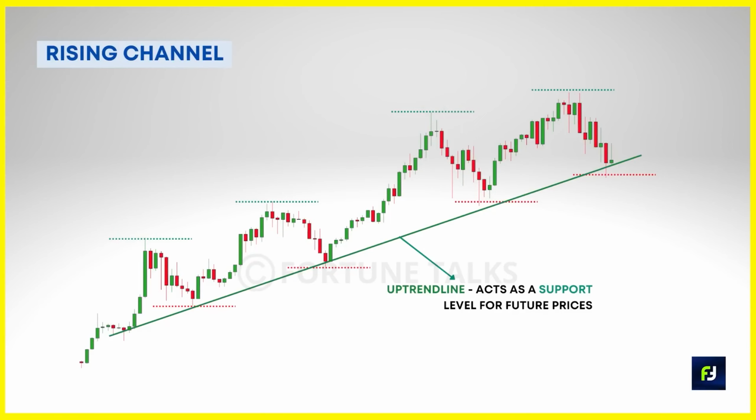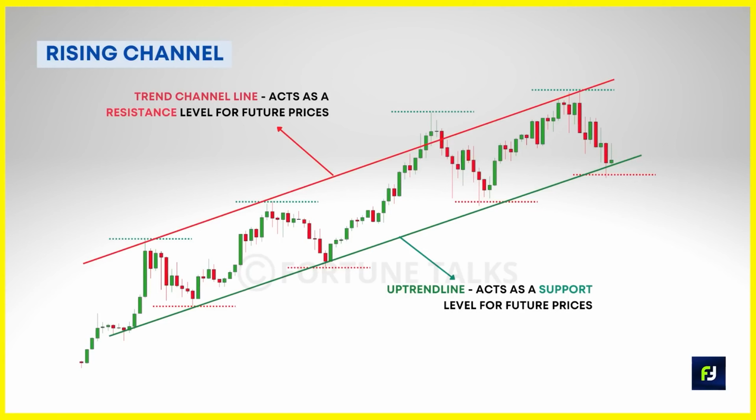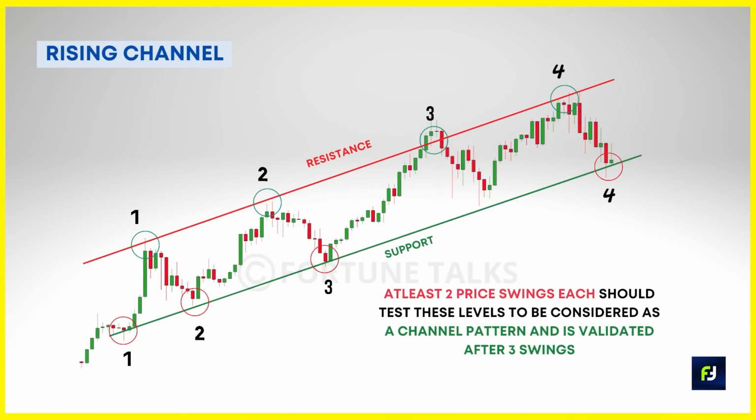And when we connect all the swing lows together using a line, we get the uptrend line, which will act as a support for the prices. And if we connect all the higher highs, it will give us the trend channel line, which will act as a resistance level for the future prices. Moreover, we need at least 2 price swings on each of these lines to consider it as a trend line, and to confirm it as a valid line, we need at least 3 swings on each of them.